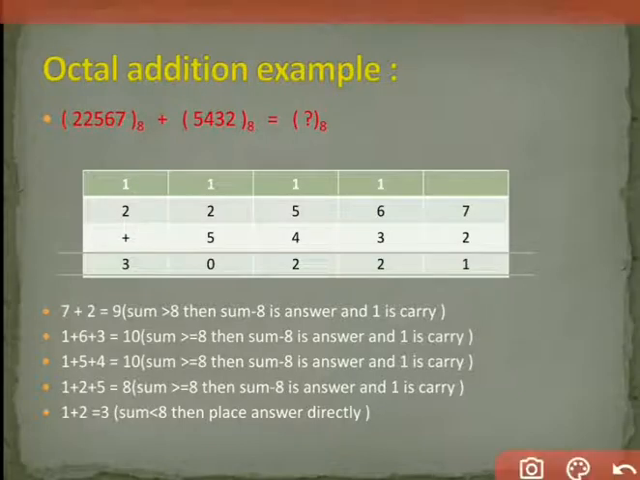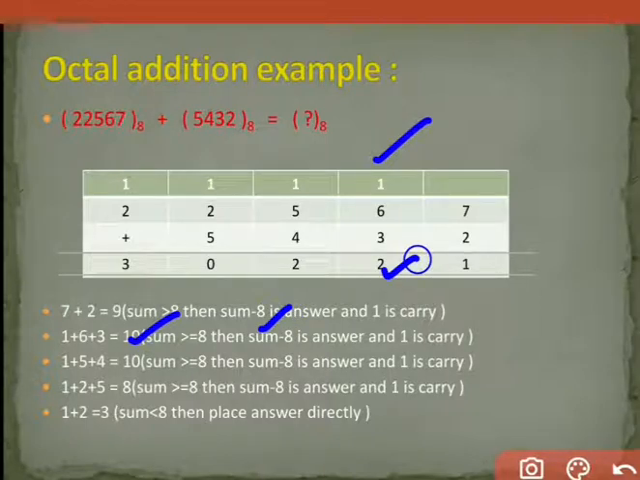Then we add 1 plus 6 plus 3. And now what are we getting? 6 plus 1 is 7 and 7 plus 3 is 10. That's why we are getting 10 here. 10 is greater than 8, so we subtract 10 minus 8. 10 minus 8 is 2 and the carry is 1. That's why we are putting carry here.